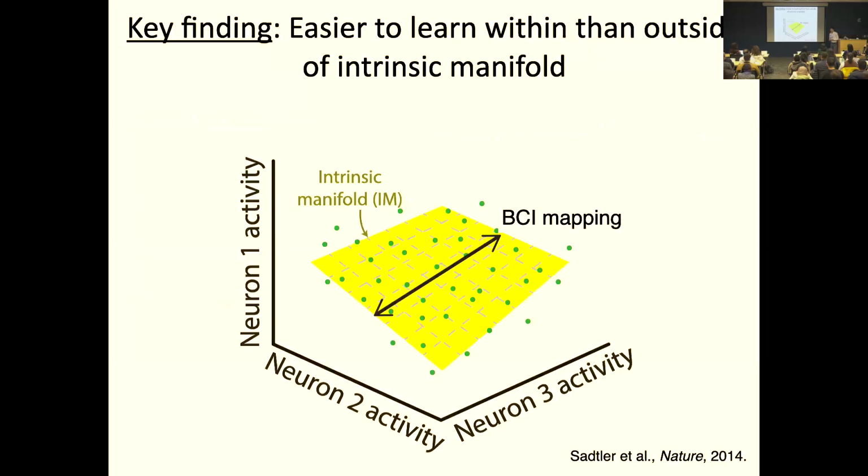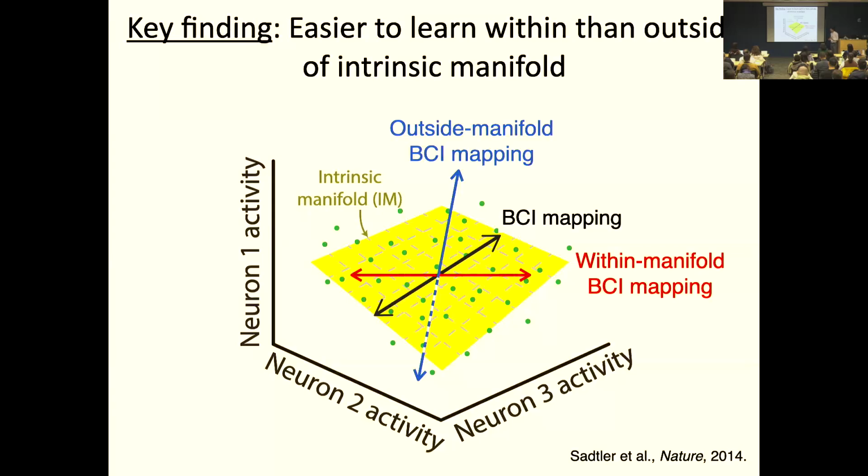So the hypothesis that we developed was the following. We start off with a BCI mapping in this orientation, and then we defined 2 classes of new mappings. The first class of new mappings remained within the intrinsic manifold, and the second class of new mappings were outside of the intrinsic manifold. What we hypothesized was that these new within-manifold BCI mappings would be easier to learn than these outside-manifold BCI mappings.